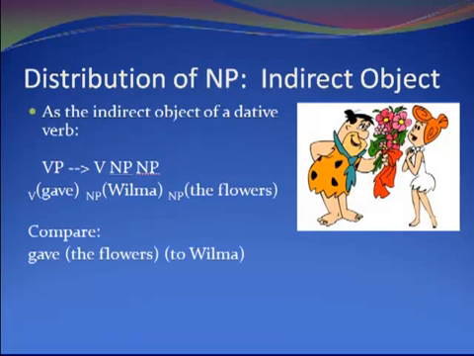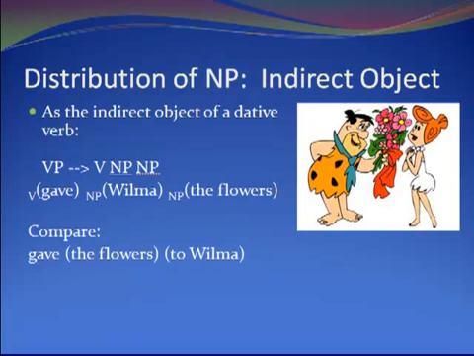Now, we've got a small group of verbs that behave slightly differently. They're called dative verbs, and dative verbs are verbs that have a direct object but also something called an indirect object. Now, give is an example of a dative verb, and we can see that give occurs with two different structures. So you can say Fred Flintstone gave the flowers to Wilma. So there you've got gave, the verb, and then next to it is a noun phrase, the flowers, and then a prepositional phrase to Wilma.